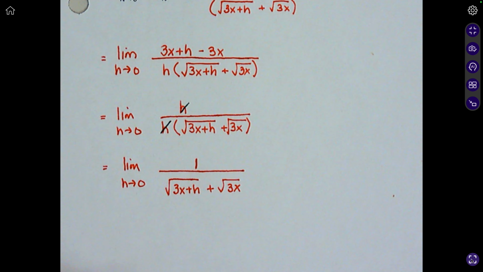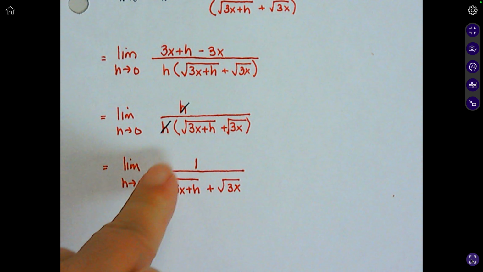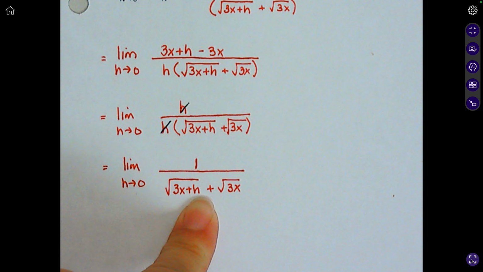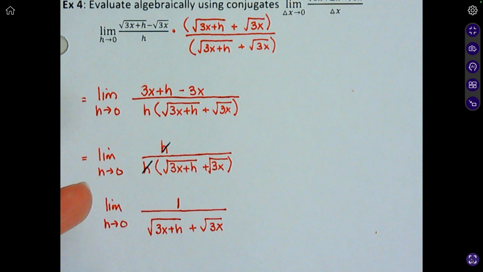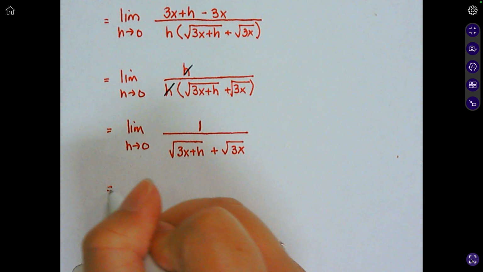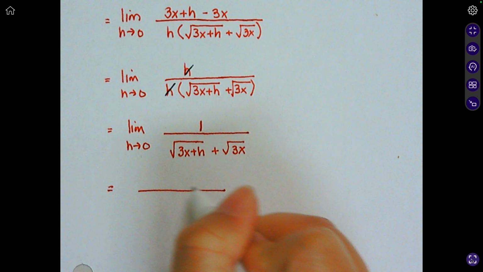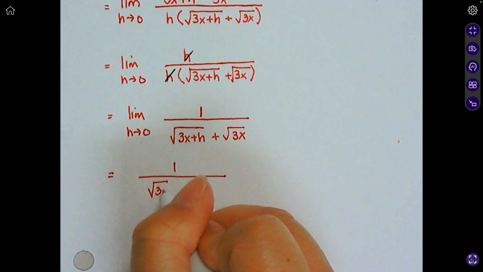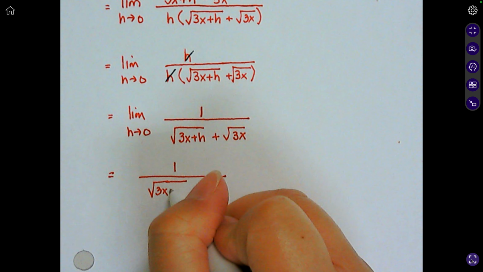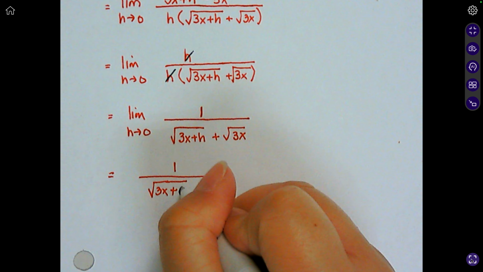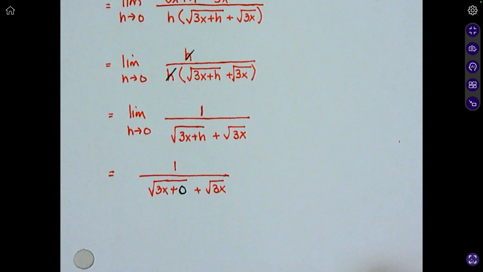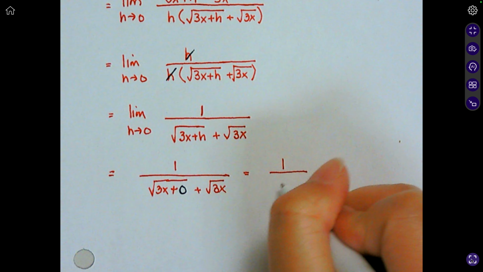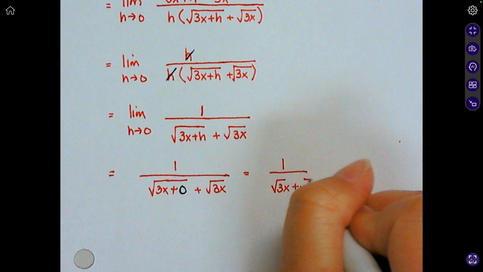Now that we have this, we can then try to substitute in 0 for that h. Do you guys see that? Because the h is no longer in the denominator, which caused your function to be undefined. So now, once I plug it in, do not write the limit anymore. So you're going to get 3x plus 0, and then plus the square root of 3x. What I'm going to get is 1 over the square root of 3x plus the square root of 3x.